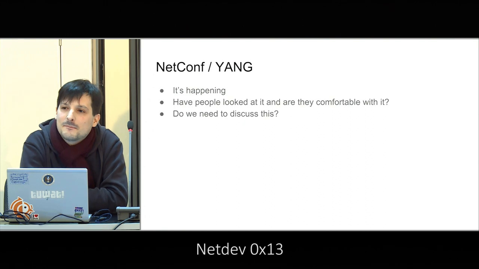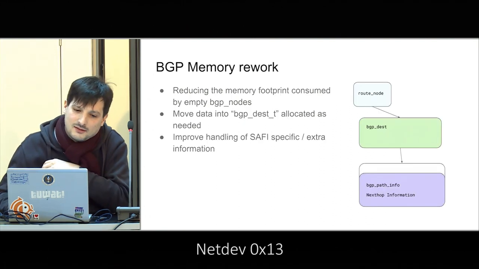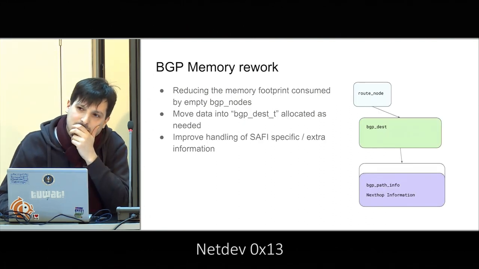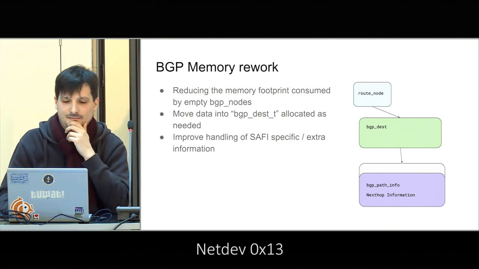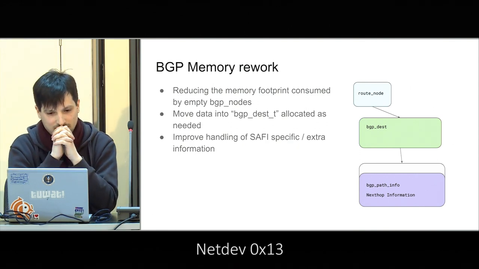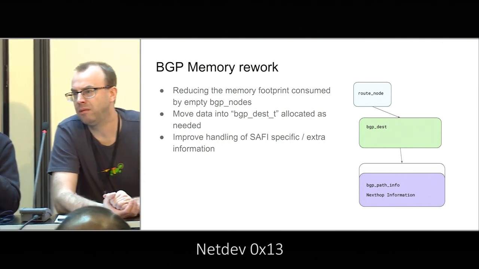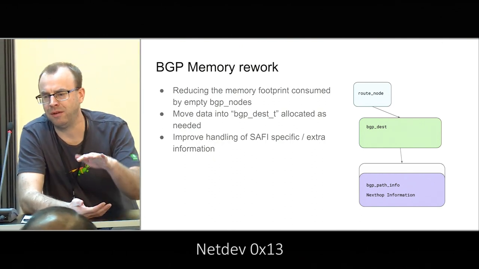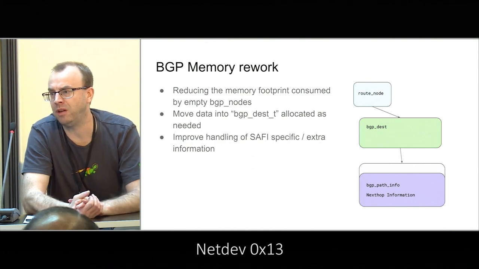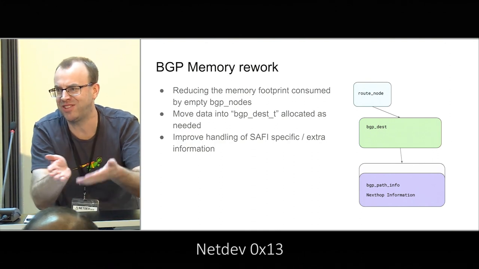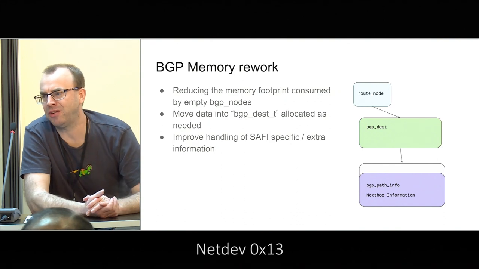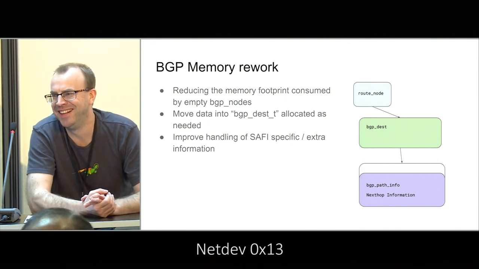Just a question on the previous slide. When you do this memory rework, how much memory are you going to save? Just an estimation. So a full BGP feed is probably like 500 megabytes, and it's going to probably cut it down to 460 or 450. So it's not huge, but it's something. You've got to start somewhere, right?